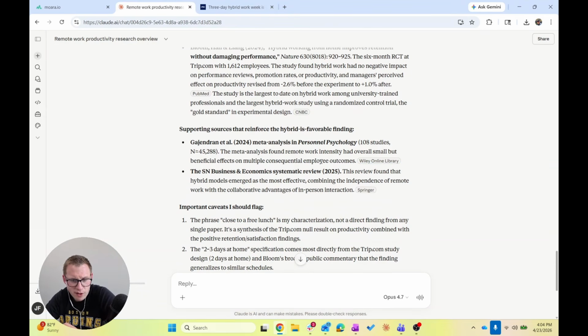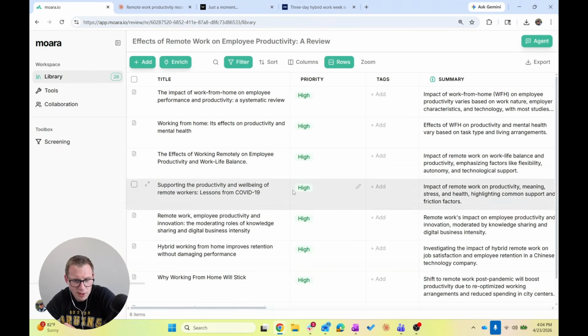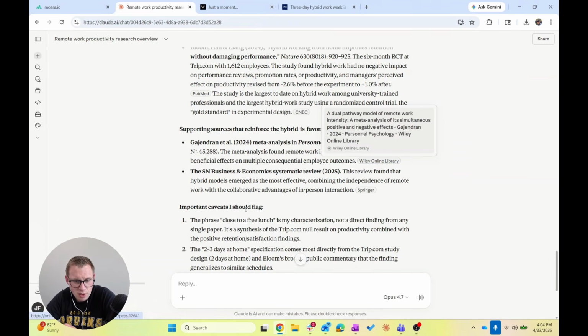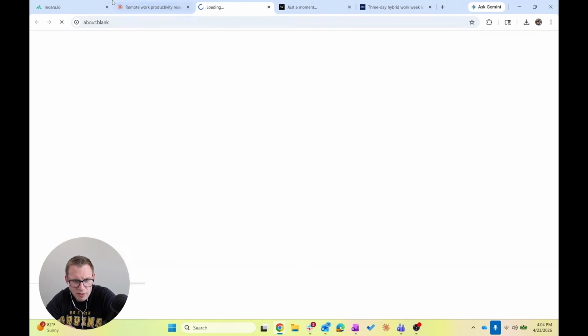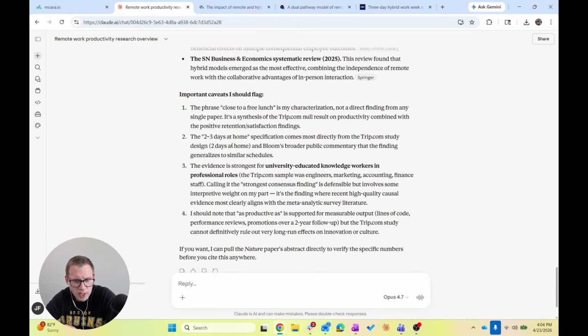Meta-analysis. The meta-analysis found remote working intensity. Okay, I want to take a look at these. The SN Business Systematic Review. I want that. The phrase close to free.